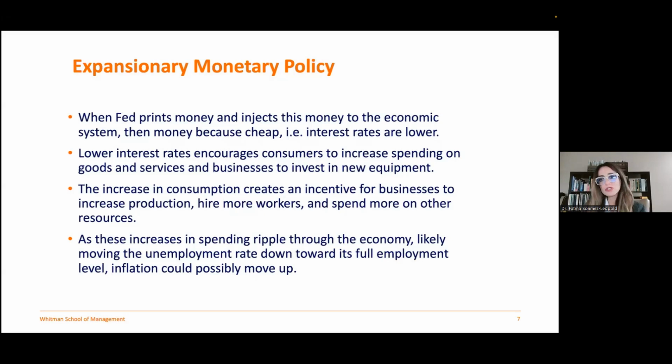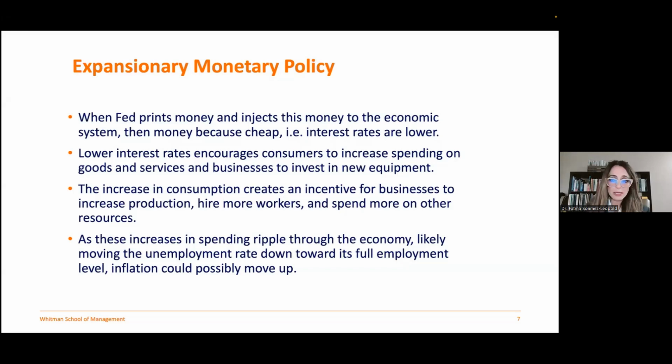So lower interest rates encourage consumers to increase their spending, because it's cheaper to buy a house, since borrowing is cheap. We can buy cars because the car loans are cheap, and businesses can invest more because they can borrow at a cheaper rate, so they can invest in new equipment. So consumption goes up.